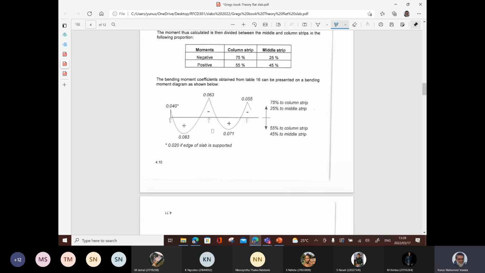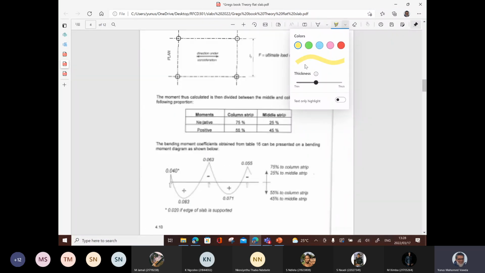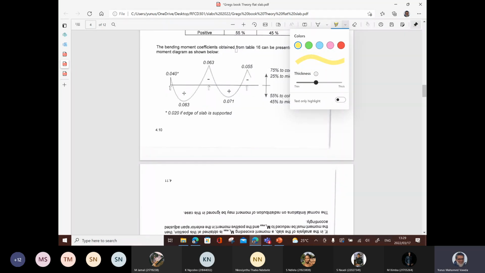Okay, the bending moment coefficients obtained from table 16 can be presented on a bending moment diagram as shown. Okay, 0.02, so you see that this is the one we're using. If you remember, because we've got a wall, a 220 wall, just be careful. Therefore, we didn't use 0.04, we used 0.02. Right. Then above 75% to column strip, 25% to middle strip, and then your sagging moments have 55% to column strip and 45% to middle strip.